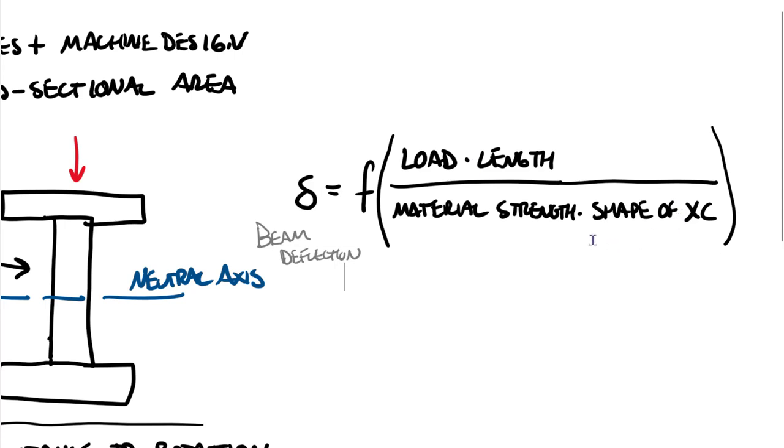And then we also get the shape of the cross section. It turns out that the shape of the cross section is exactly the term we're taking a look at. It is our area moment of inertia. And so we're computing our area moment of inertia, once again signified by the variable I, which is one of the primary inputs to a beam deflection equation.